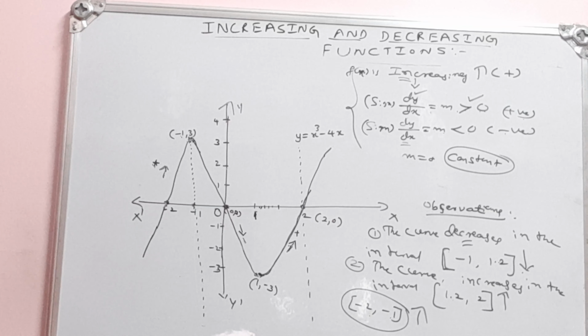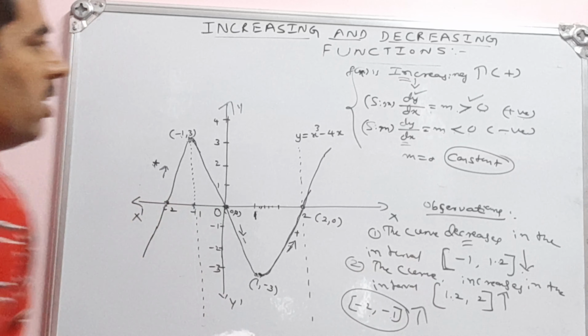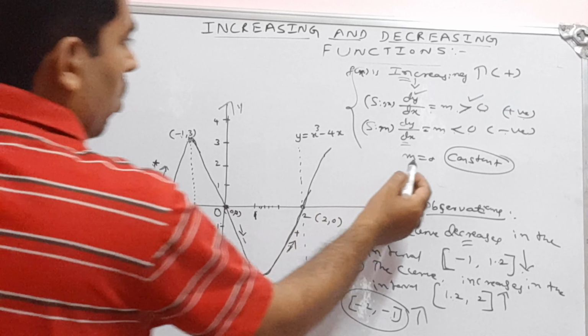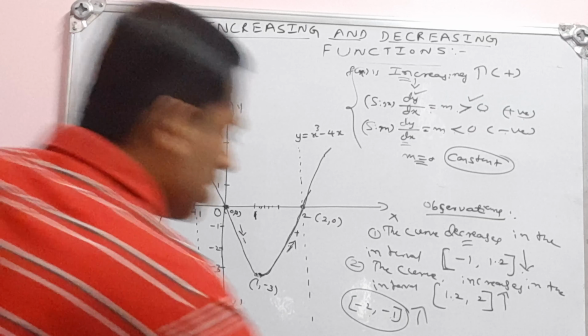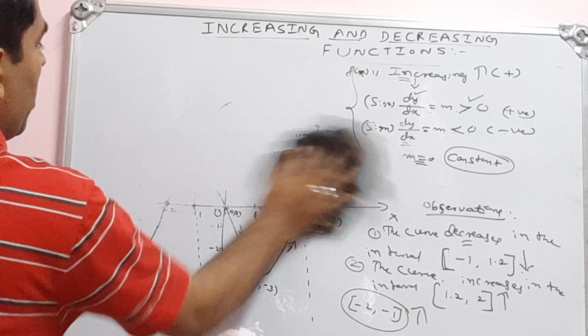If the slope is greater than 0, then the function is said to be increasing. If the slope is less than 0, then the function is decreasing. If the slope is 0, then the function is said to be a constant function. So this is very important here.